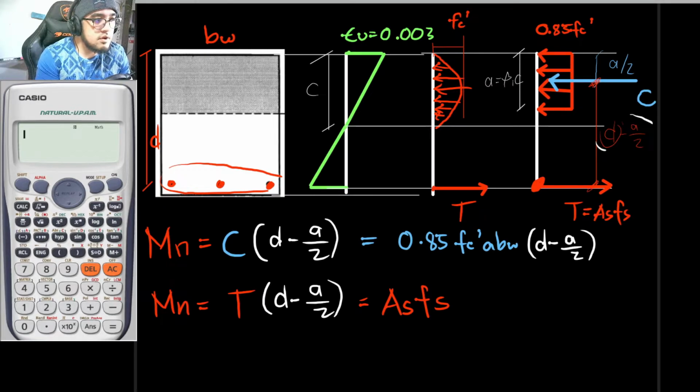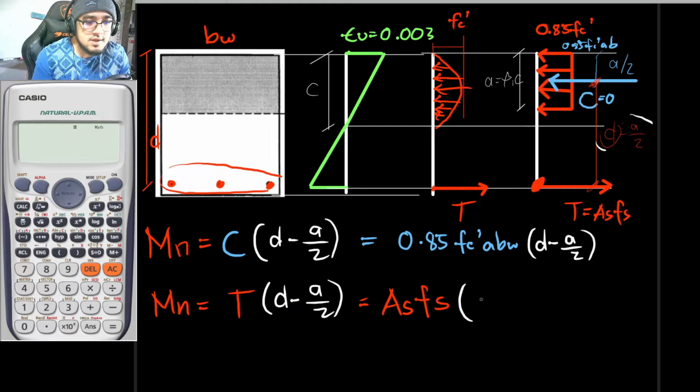And as for your C, I will just be writing them here. So apologies for the lack of presentation. So C is now to be, I think I will just be writing them at the top. So 0.85 Fc prime A BW. So that is basically stress times area. So there, and if you would be getting the moment, so this is now equal to AS Fs times D minus A over 2.